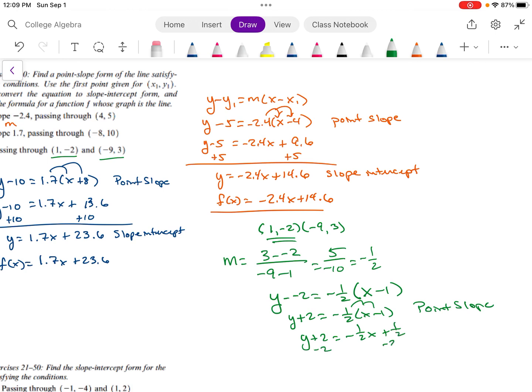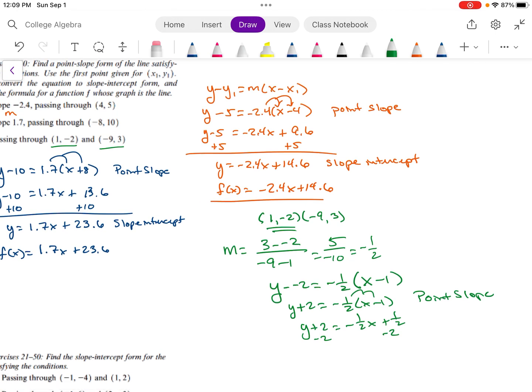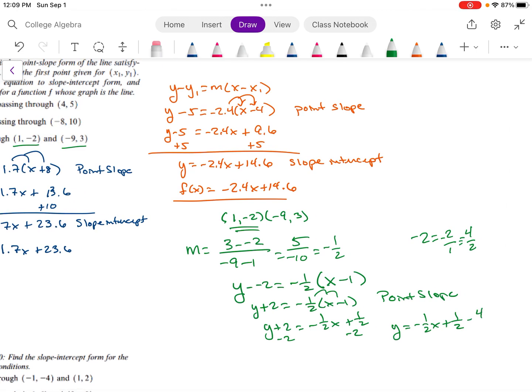I'm then going to subtract the 2 over. Again, you can use a calculator, but -2 is really -2/1, and if I get common denominators with a half in the bottom, that would be equal to -4/2. So I really have y equals -1/2 x plus a half, and then I have minus 4/2. So my final equation would be y equals -1/2 x minus 3/2.